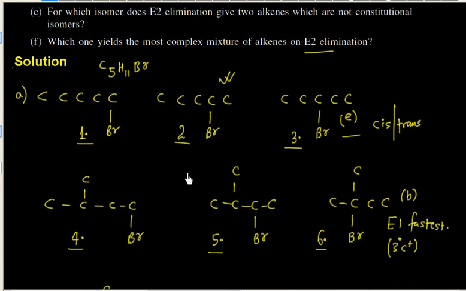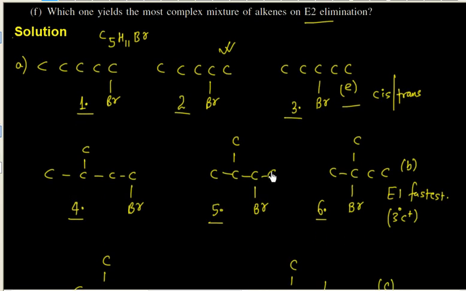In any other case, if you do E2 elimination, one this side, one this side, but this will not show cis trans, only two products in this case. Are you getting or not? In this case also, either you have a double bond this side, but that is same, you will have cis trans, but only one product. So it's two products due to cis trans. So in this case also you will have two products.